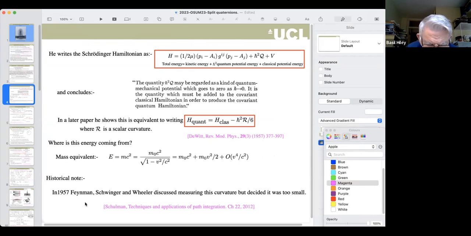I should just point out that actually Feynman, Schwinger, and Wheeler knew about this result. DeWitt was in the audience in the summer schools they had in those days, but they decided that the curvature was too small to measure. So it just got abandoned, and then the whole thing dies, and I'm not quite sure why it died there.